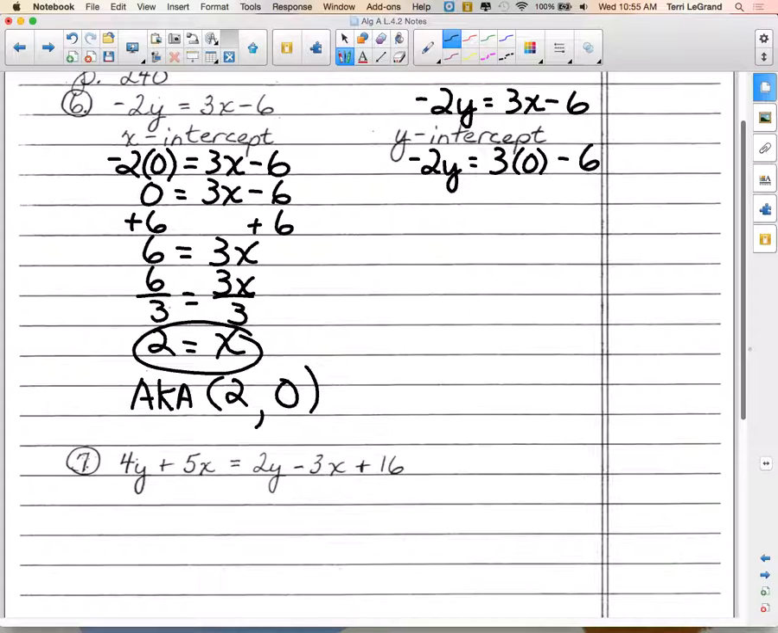Okay? 3 times 0 is 0. 0 take away 6 is negative 6. It's at 0 on the thermometer. The temperature drops 6 degrees. It's now 6 below. And our last move, divide both sides by negative 2.